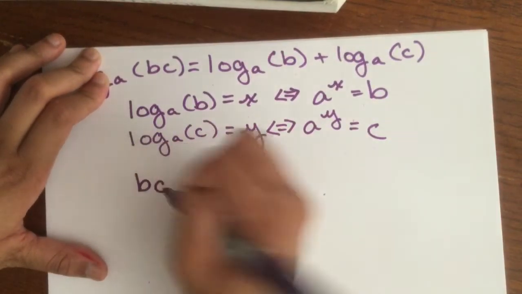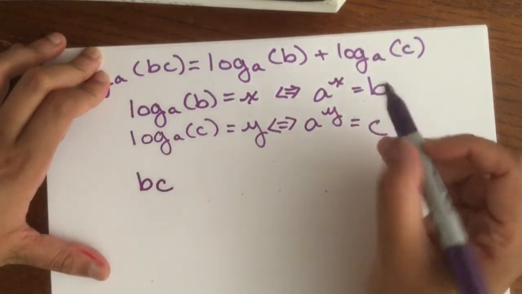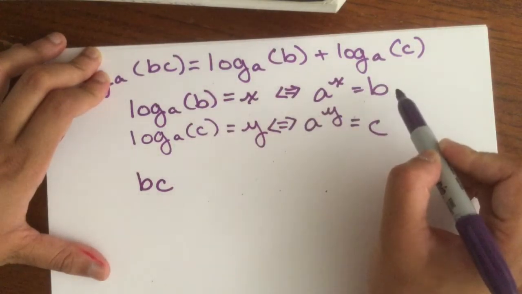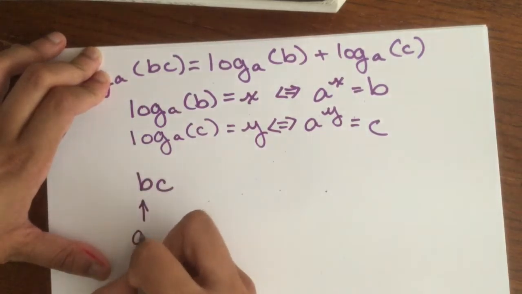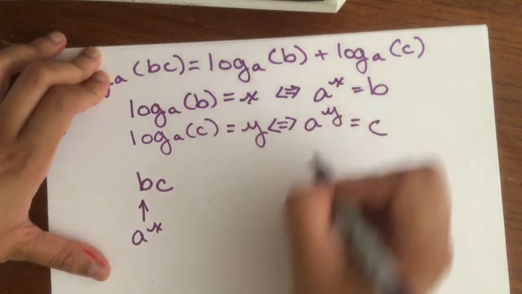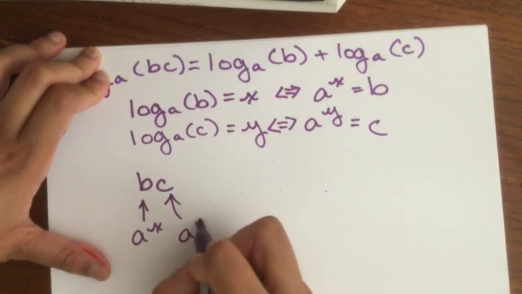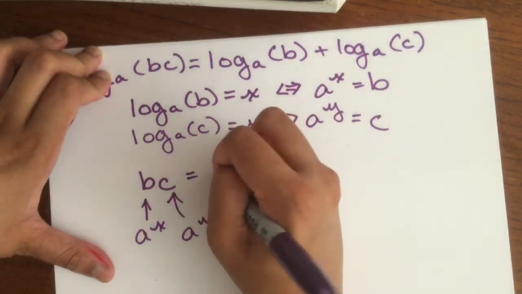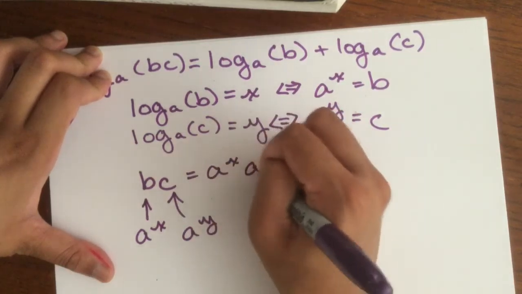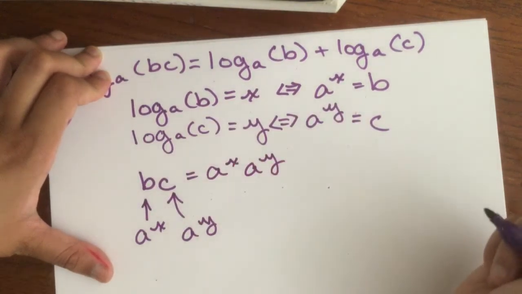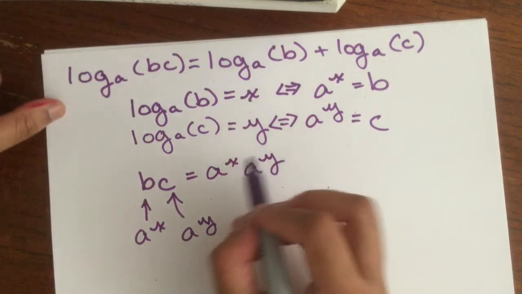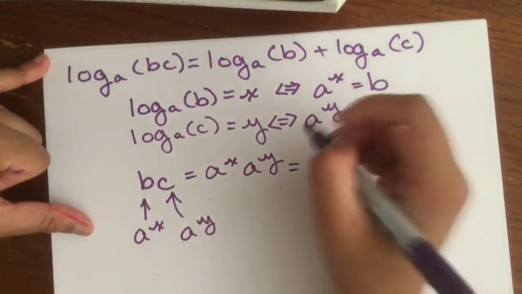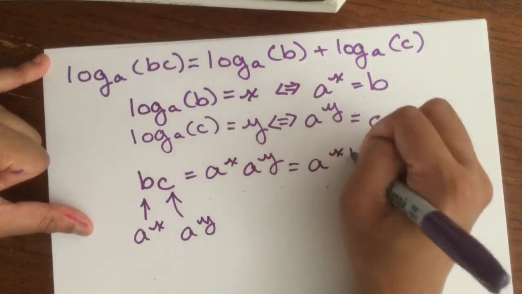So, just write BC. What is this equal to? We don't know. But we do know that by what we've defined, A to the x is equal to B. So, this is equal to A to the x. Also, by what we've said, C is equal to A to the y. So, I can just replace these because they're equal, as we've assumed. A to the x times A to the y. But by our exponent rules, we know that whenever you're multiplying two things with the same base, you just add their exponents. So this is equal to A to the x plus y.